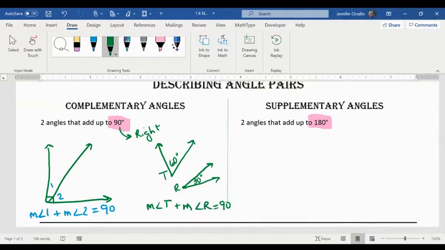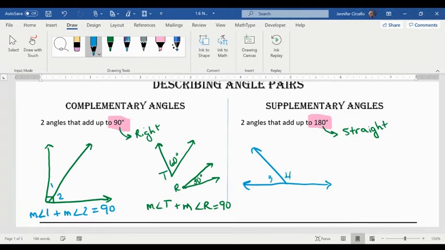Okay, so the same thing with supplementary. 180 degrees, we already learned, is a straight angle. So a straight angle basically makes a straight line. If I draw a straight angle and divide it into two separate angles, we can call those angles 3 and 4. So now the measure of angle 3 plus the measure of angle 4 is 180, which means those two angles are supplementary. But just like before, there's nothing in the definition that says they have to be touching each other.